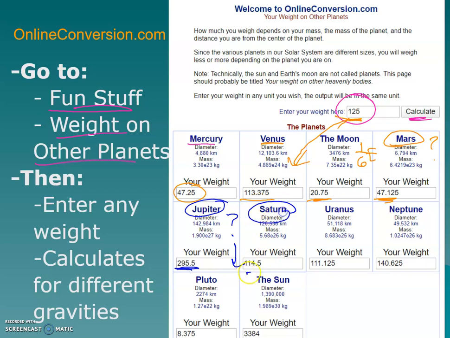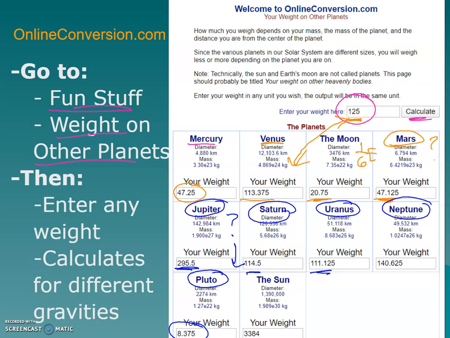Saturn is pretty similar to that of our planet, even though it's all that gas and stuff. Ooh, Uranus. Gotta love that one, teaching teenagers about planets and saying the word Uranus. That's going to be 111. Neptune is about the same. And back when Pluto was considered a planet, you would only weigh 8 pounds. A teeny, teeny, tiny amount. It's going to have so much less gravitational pull.